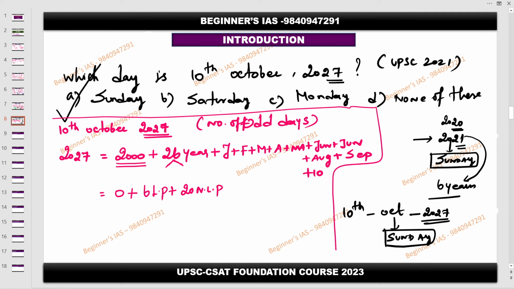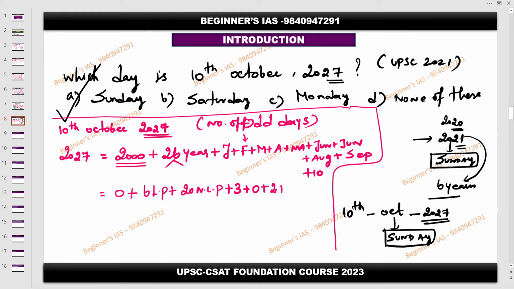Fine. So now listen carefully. Here, 2027 is a non-leap year. Therefore, you should be very careful with February. Remaining all not an issue. So now listen. January contains 3 odd days. February contains 0 odd days. Why 0 odd days? It's a non-leap year.